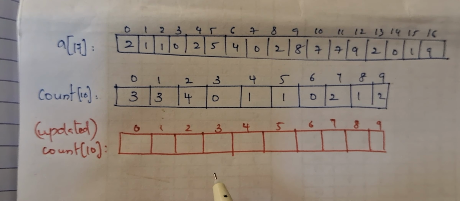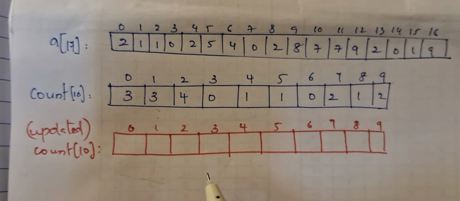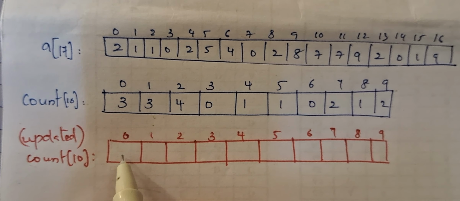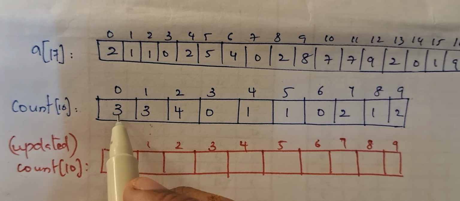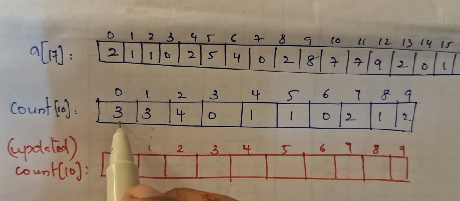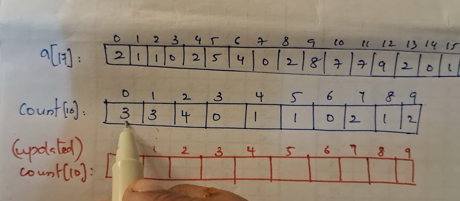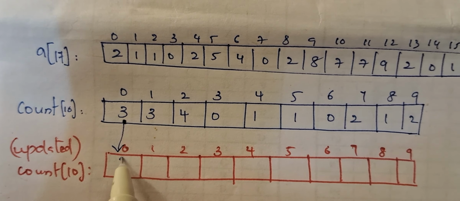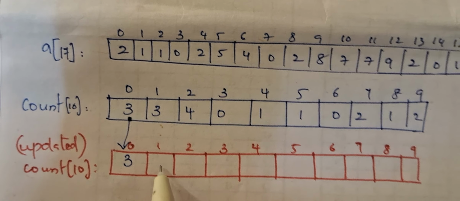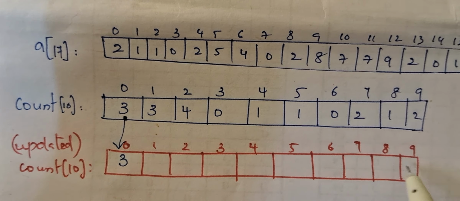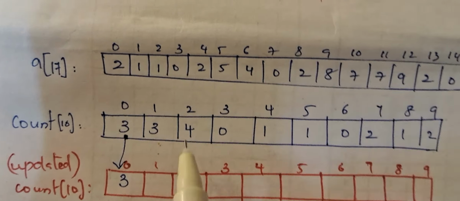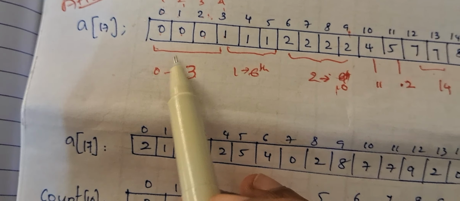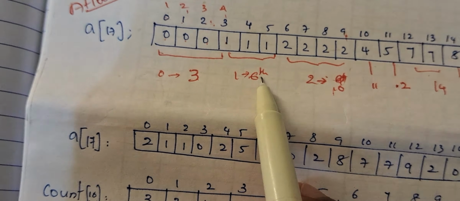Okay, so in order to write the updated count array, the first element of the counter, that is count of 0, is the same as this particular element. So we need to write the same element as it is. So here 3, and we need to write the positions here. That is, 0 is in position 3, 1 is in position 6, like that.